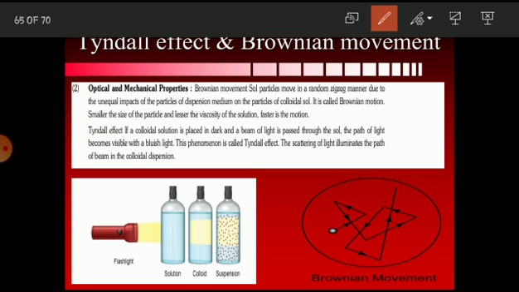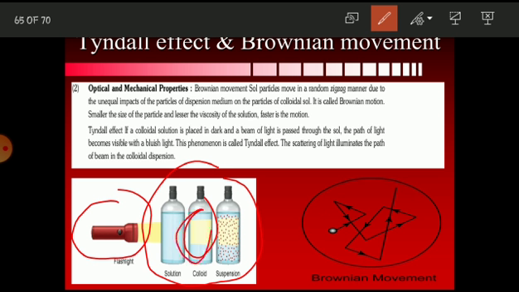It's very simple. We have three solutions. The first one is a true solution, the second one is a colloidal solution, and the third one is a suspension. When a beam of light is passed through these solutions, the colloidal solution will scatter the light, and therefore we see the path of the light. Who scatters this light? The particles which are present in the colloidal solution.